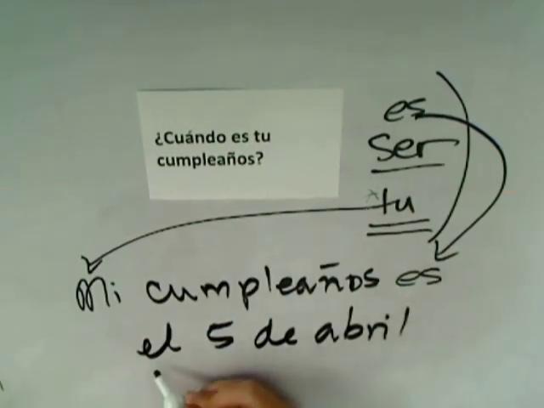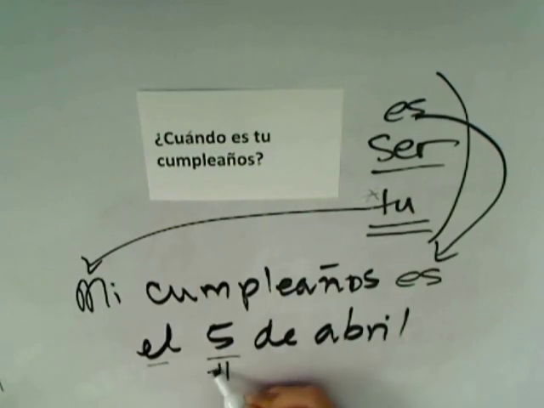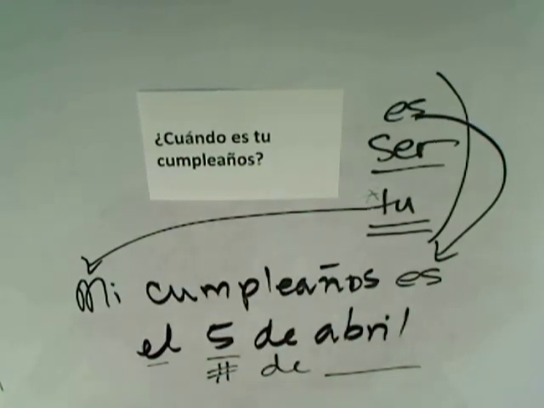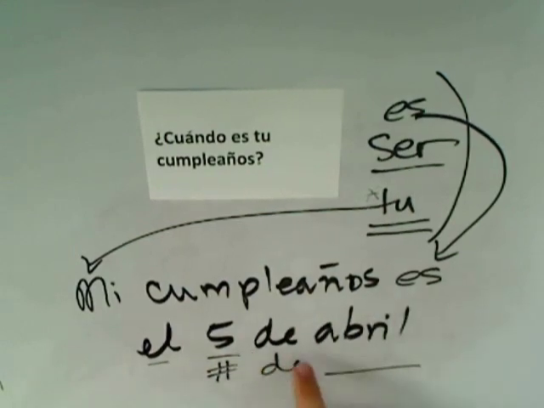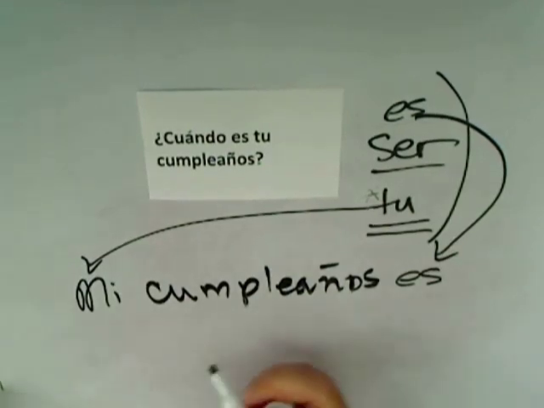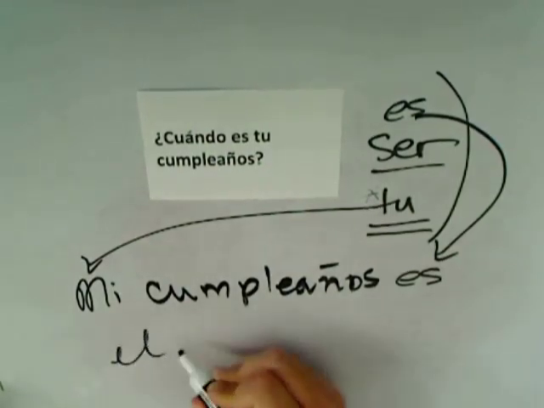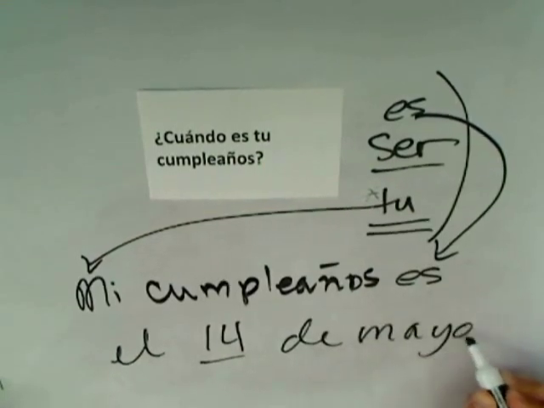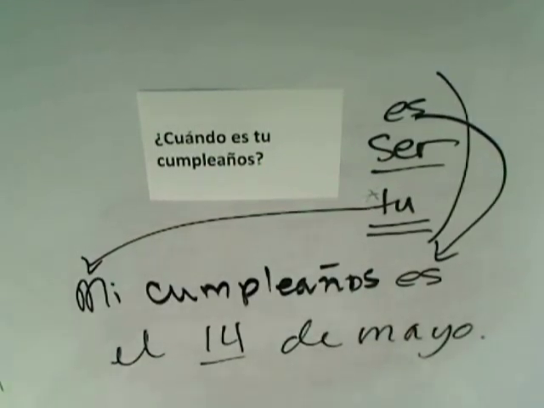Okay, so el número de month. Okay, that's the formula for answering that particular question about dates. ¿Cuándo es tu cumpleaños? Mi cumpleaños es el 5 de abril, right? If my birthday were May 14th, I would say mi cumpleaños es el 14 de mayo. Okay, es el 14 de mayo.